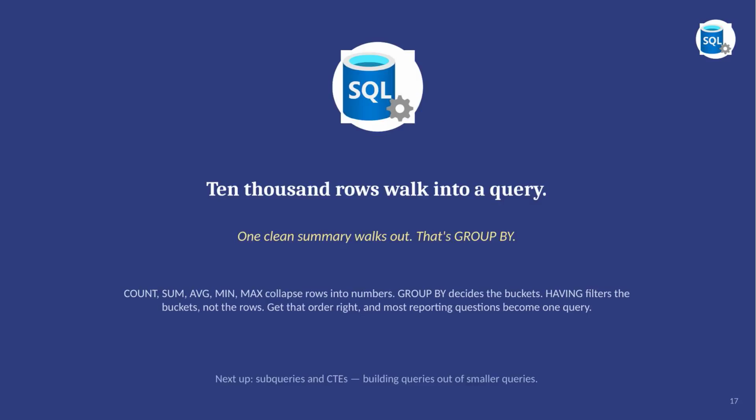10,000 rows walk into a query, one clean summary walks out, at group by. Count, sum, AVG, min, and max collapse rows into numbers. Group by decides what the buckets actually are. Having filters the buckets themselves, not the individual rows. That's its job. Get that order right in your head: where filters rows, group by forms buckets, having filters buckets, and most reporting questions you'll ever face become a single, fairly short query.